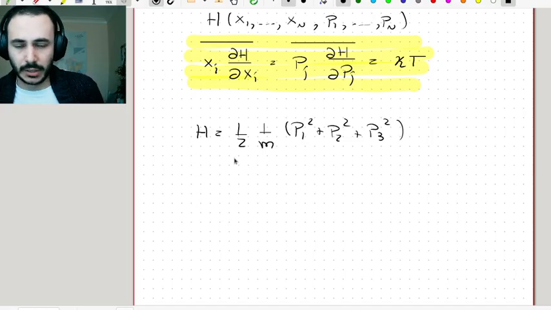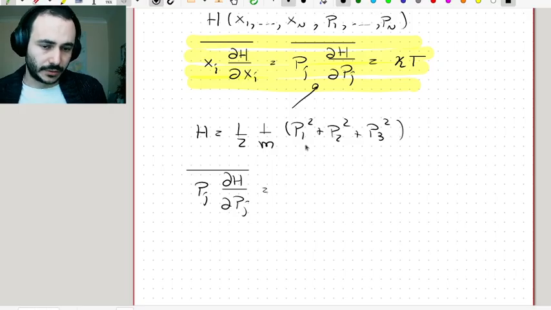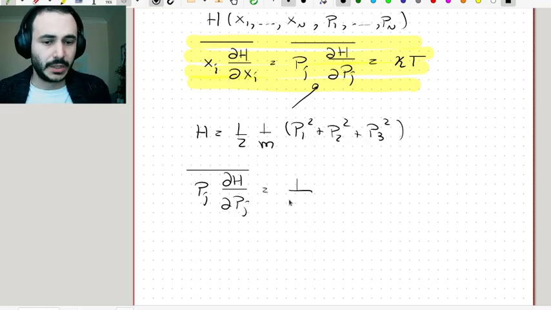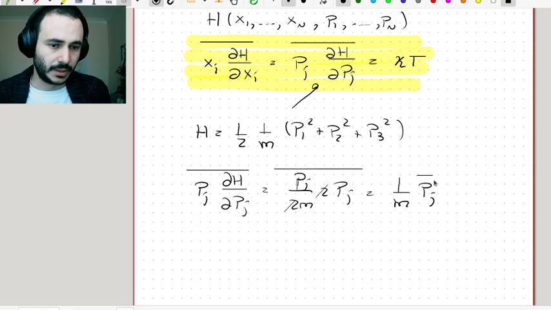So here, when you apply this result, you know that pj times the partial derivative of H with respect to pj, on average, what is this going to be? Well, take the partial derivative of the Hamiltonian written here with respect to pj, and what you get is 1/2m twice pj. And the whole thing is multiplied by pj, so we take the average of this, and what we have is 1/m pj squared on average. This thing, according to the theorem, equals kT.